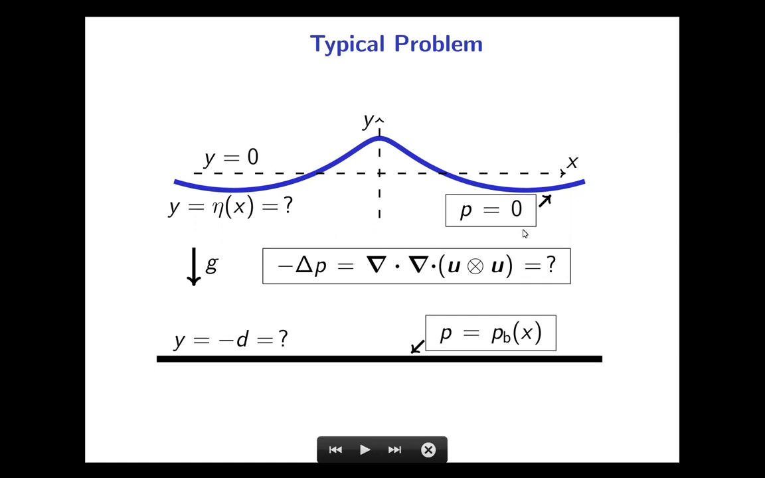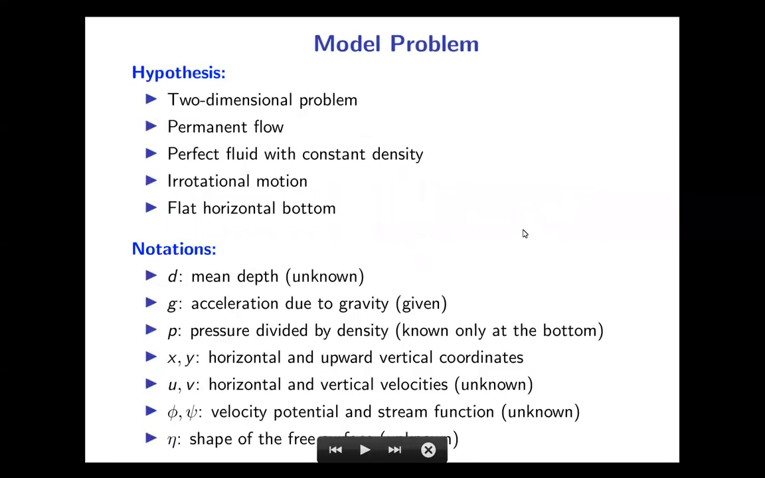So we have little information and we have to extrapolate our data. We don't have more data to make this extrapolation, but we have theory, we have a mathematical model, and this is what we are going to use to extrapolate this bottom pressure to get the profile of the free surface. Of course, it's a model, so we have to make some assumptions.